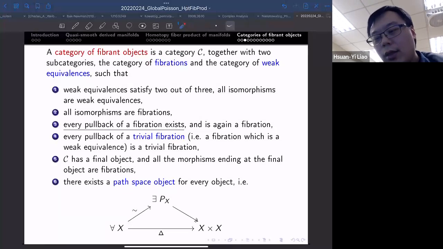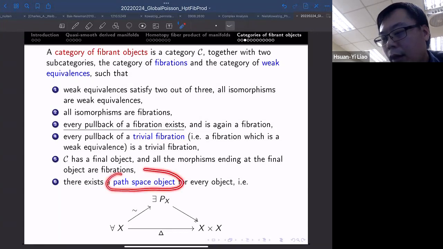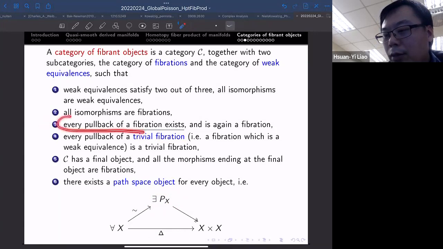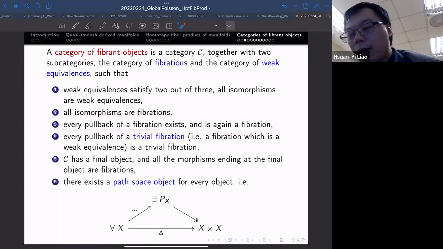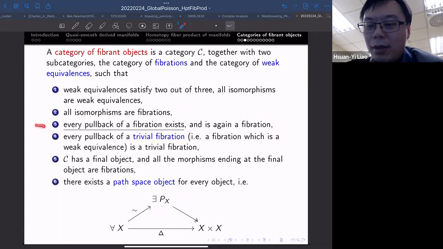And here are six axioms. And maybe the key axiom, I think the most important axiom, is the existence of path objects. So this is what I constructed in the previous sections. The key is I need to find this kind of factorization for the diagonal map. And other axioms are like this: pullback of fibration exists. So I hope this reminds you of the basic property of manifolds. When you have fiber products, if one of the maps is a submersion, then the fiber product is a manifold. This is exactly what it says here.